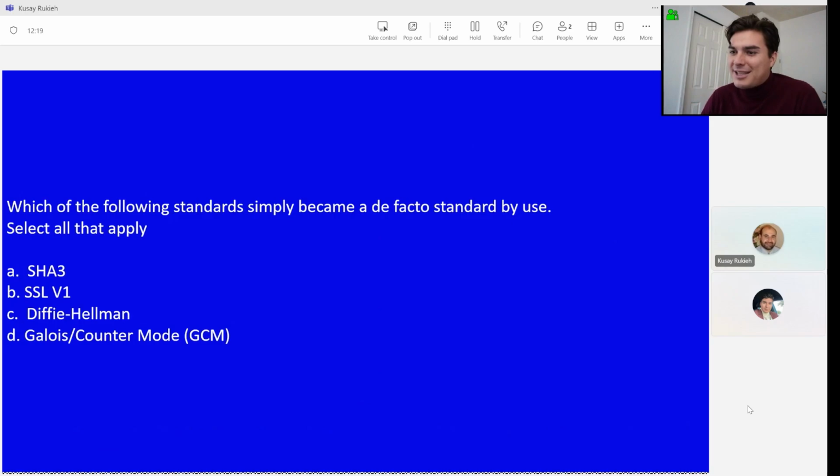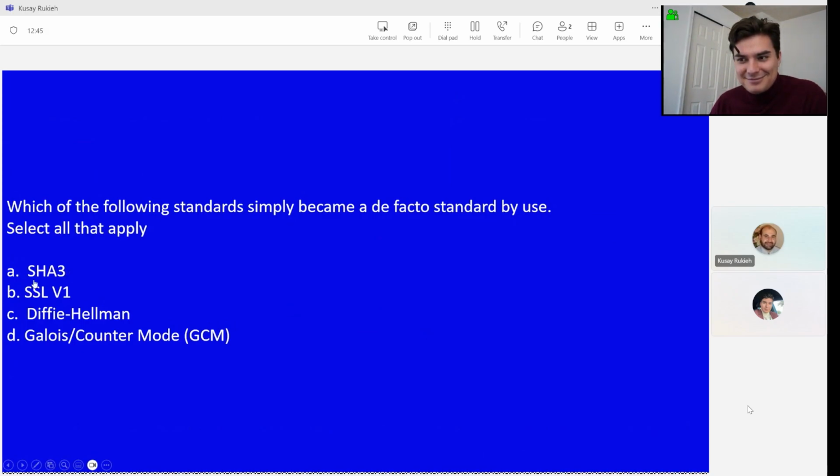Okay, I want to say the Galois counter mode is a very common encryption. I know that now they use TLS instead of SSL, so I want to say SHA is a good hashing as well for A, but I see a lot of SHA too, so I'm gonna go with A, C, and D. A and C and D. I will give you SHA.